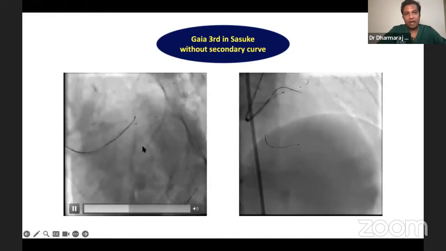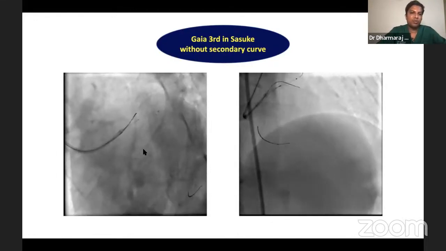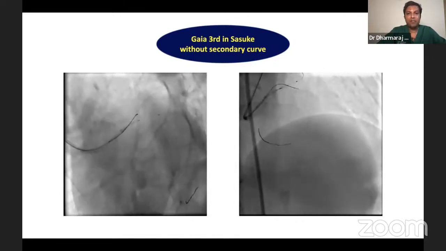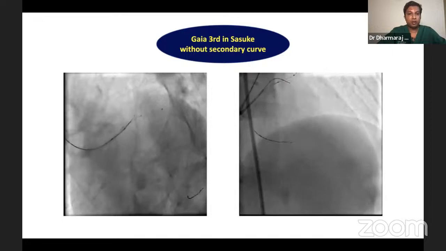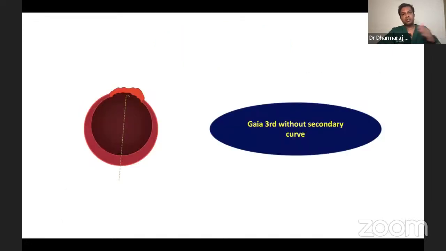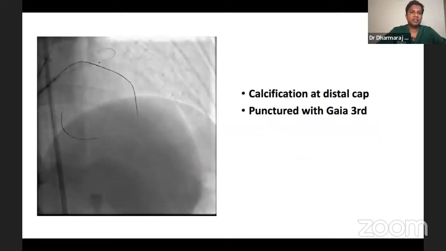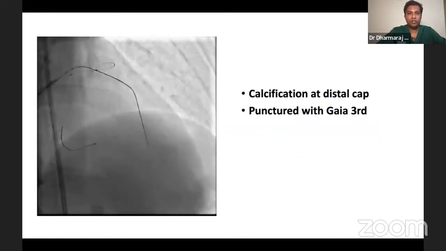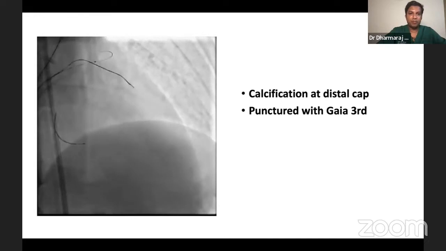As you can see here, in a matter of minutes, we found the ostium of the LAD, and very gently, we were able to puncture and go in. And so this is what happens when there is no secondary curve on the wire. It stays in the middle of the ostium of the CTO stump, and allowed us to puncture the middle using IVUS guidance. There's some calcification at the distal cap, so I had to use a little bit of force to puncture that with a Gaia Third.